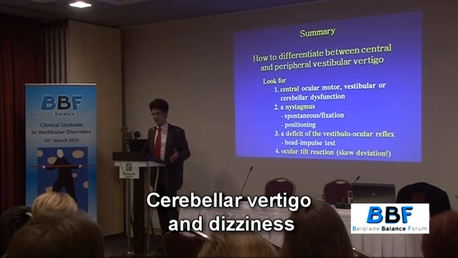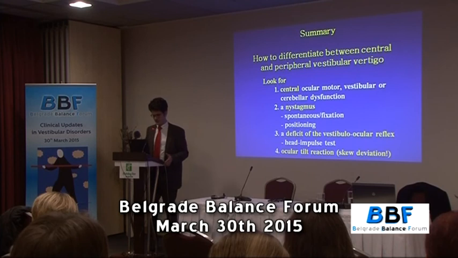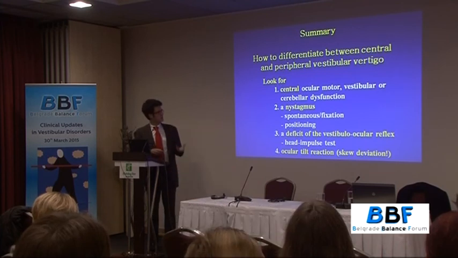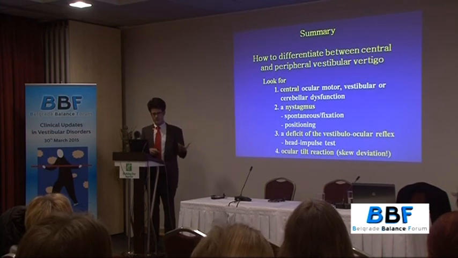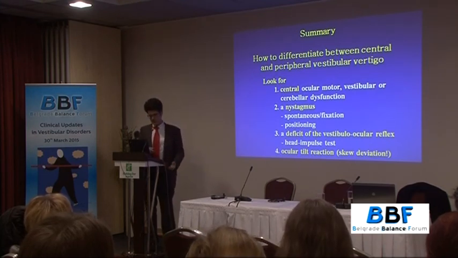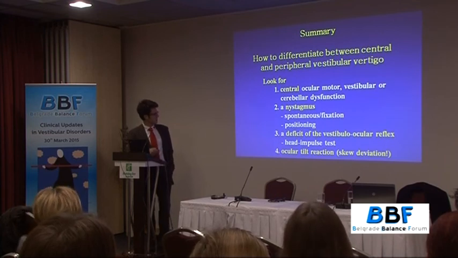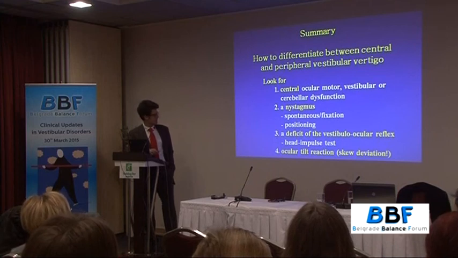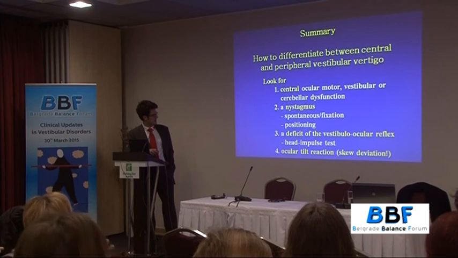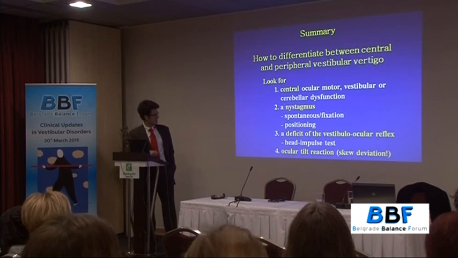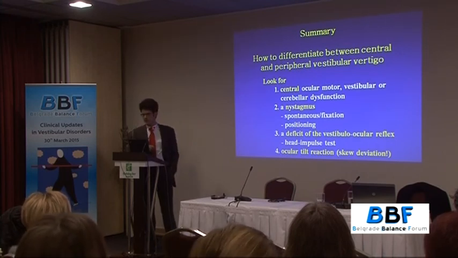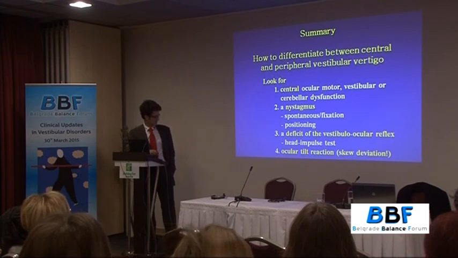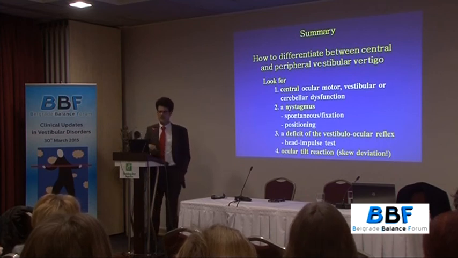So let me summarize. I think the summary of both of these talks on central lesion could be that it is very important to differentiate central from peripheral forms of vestibular vertigo, and that the most important signs may be the central oculomotor dysfunctional signs, which you can pick up by a thorough examination, that you have to examine the nystagmus as well in a spontaneous, in a fixation, and in a positioning maneuver, and you can add also by doing the head shaking nystagmus to diagnostic accuracy.